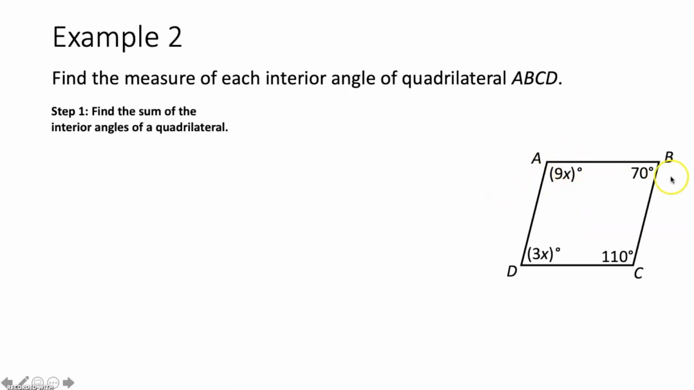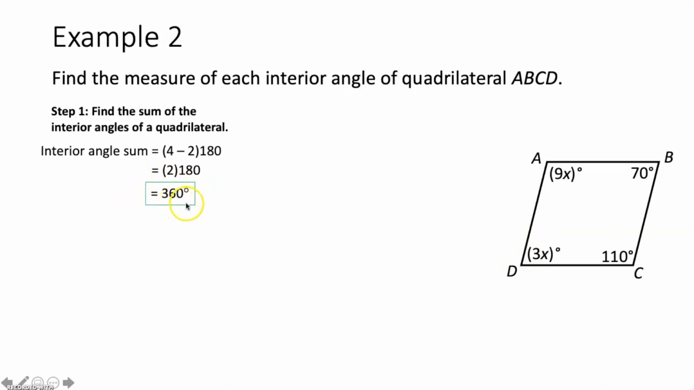How do I find the sum of the measures of the interior angles of a quadrilateral, a 4-sided figure? Well, again, I use n minus 2 times 180 and I plug in 4 for n. So what's 4 minus 2? That's 2. What's 2 times 180? That's 360. Therefore, the sum of the interior angle measures of this quadrilateral must be 360 degrees.